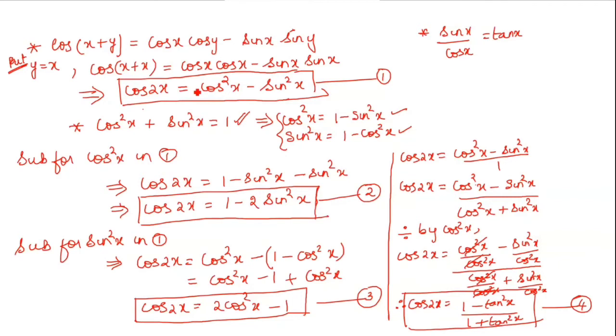Which is the main formula? Cos square x minus sin square x. Which is the formula in terms of sin? 1 minus 2 sin square x. Formula in terms of cos? 2 cos square x minus 1. Formula in terms of tan? 1 minus tan square x by 1 plus tan square x.